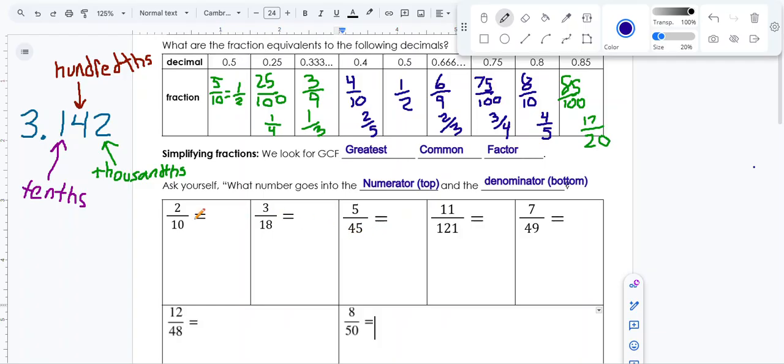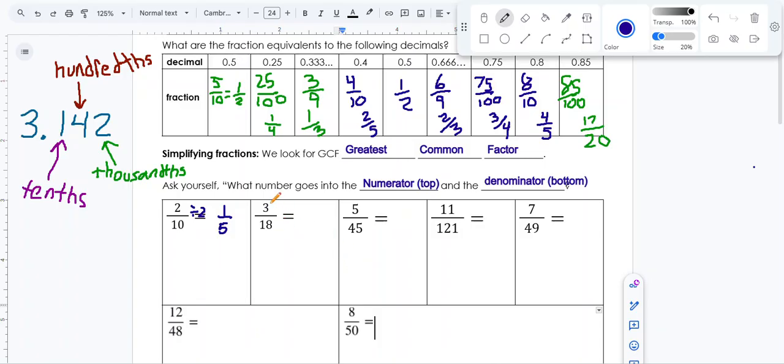right? So 2 over 10, the only things that go into 2 are 2 and 1, right? So I can divide this by 2. So I'm going to divide this whole fraction by 2, the top and the bottom. 2 divided by 2 will give me 1. 10 divided by 2 would give me 5. So that would be 1/5. That would be my answer.